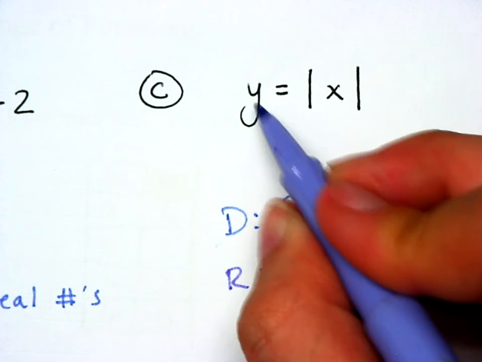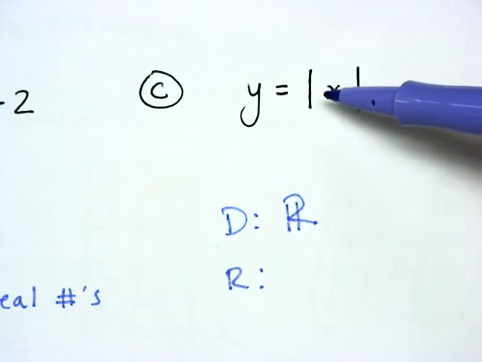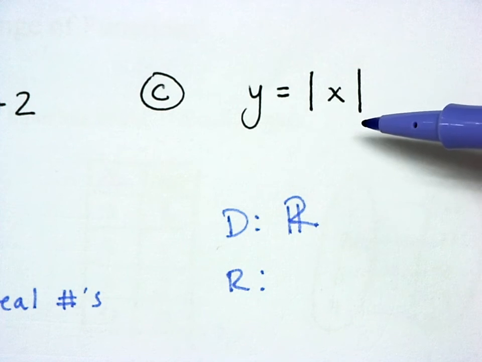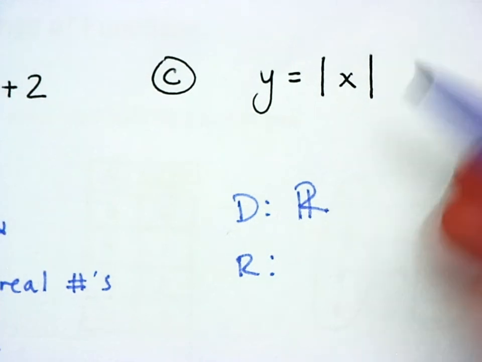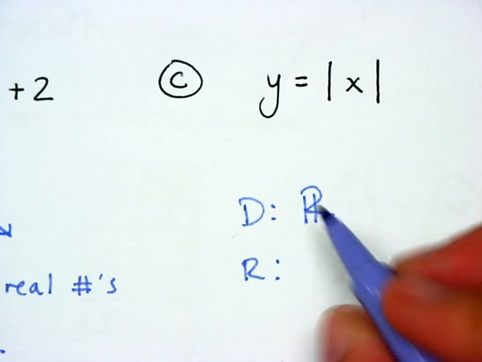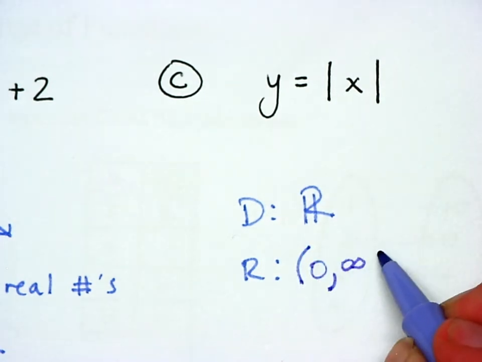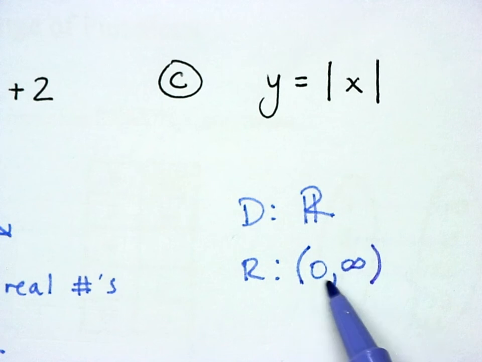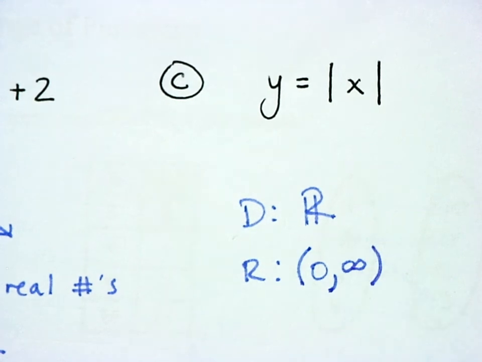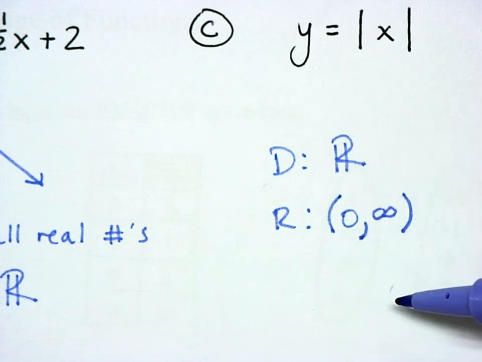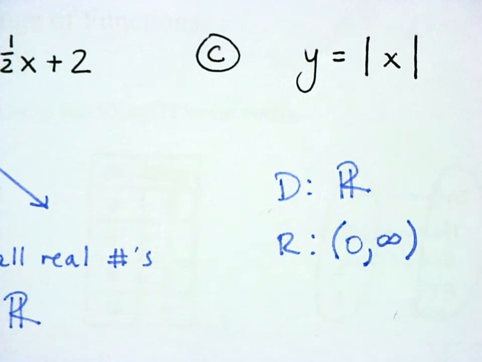For range, or my y values, let's think about this. If I were to put any value in, the absolute value of any number would give me a positive number. So I'm going to say that my y values start at 0 and go to infinity. So from 0 to infinity, that includes everything that is positive. If I wanted all numbers that were negative, I would start at negative infinity and go to 0. So this just tells me all positive values.